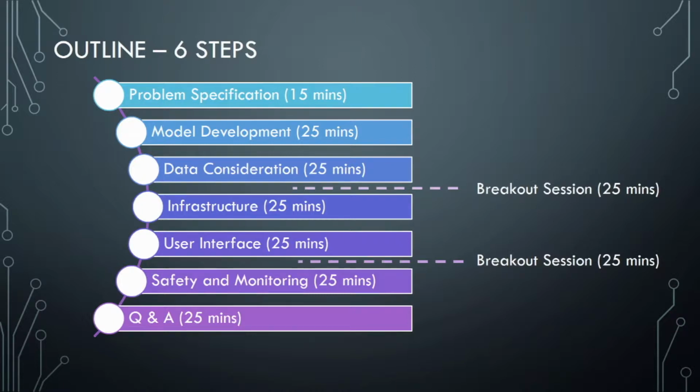So this is the outline. I'm going to cover problem specification initially. We're going to do some model development and data considerations. We're then going to have breakout sessions. So there's 2 breakout sessions. The first one will cover the topics for the first 3 lectures. Then we'll talk about infrastructure and the user interface. We'll have another breakout section that'll be more on user-centered design and thinking about how you would design a clinical decision support tool or something around artificial intelligence. We'll then lastly talk about safety and monitoring, and then we'll open it up for Q&A.